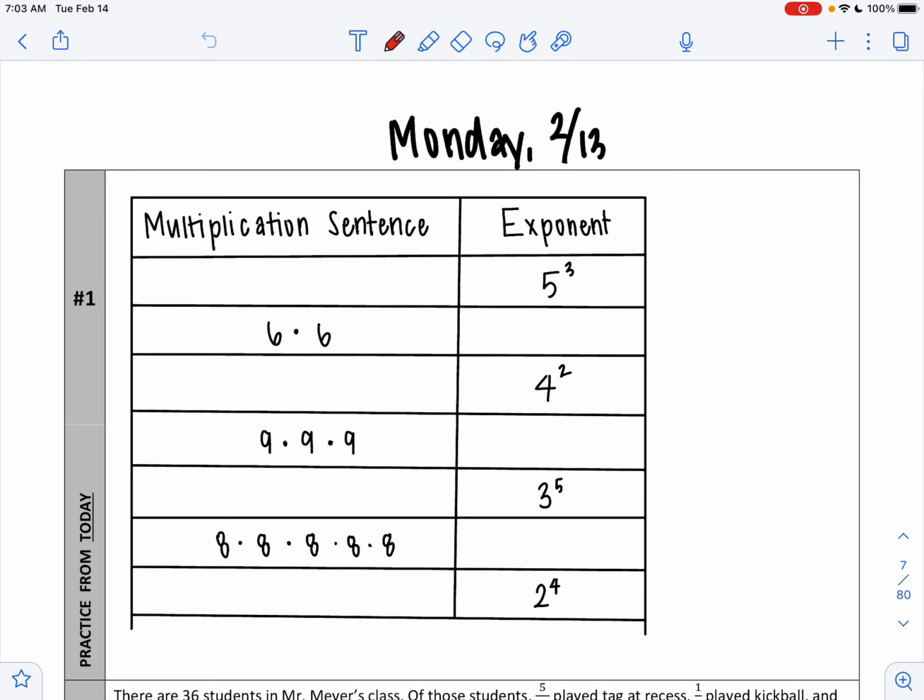one another. So for example, I know that 5 to the third power means that I'm multiplying my base of 5 3 times. And so my multiplication sentence is 5 times 5 times 5.